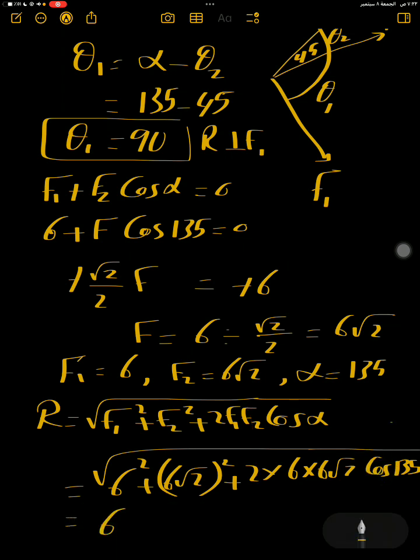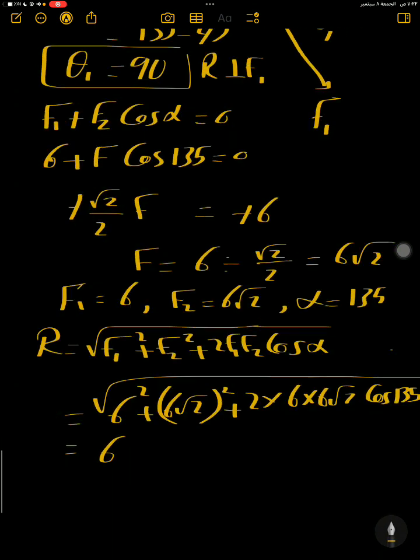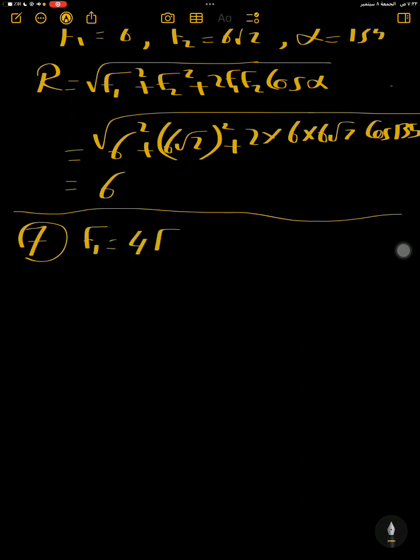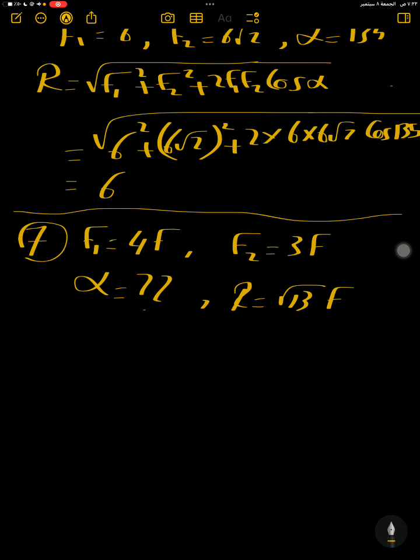Another example. Two forces, their magnitudes are 4F and 3F. F1 equals 4F, F2 equals 3F. Find the measure of angle between them. Find the alpha equals what? If the resultant is equal root 13F. Now we have F1, F2 and the resultant. We want to find alpha.